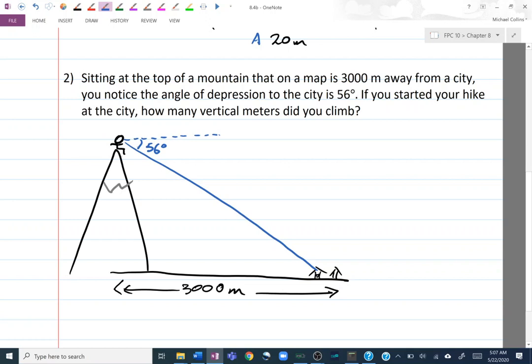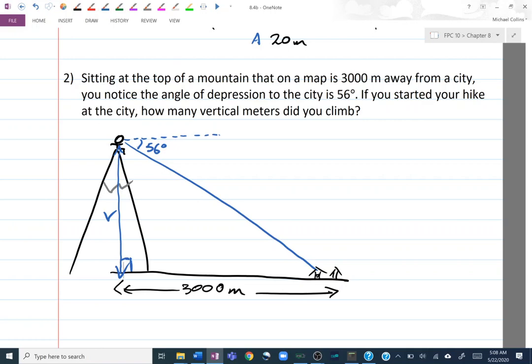And the question is asking, how high are we? How many vertical miles did you climb? Let's call that a V for vertical. Sorry, not miles, meters. How many vertical meters did we climb? And notice how we've drawn another right angle triangle. Here's a bit of a trick, though. That 56 degrees isn't in the triangle.